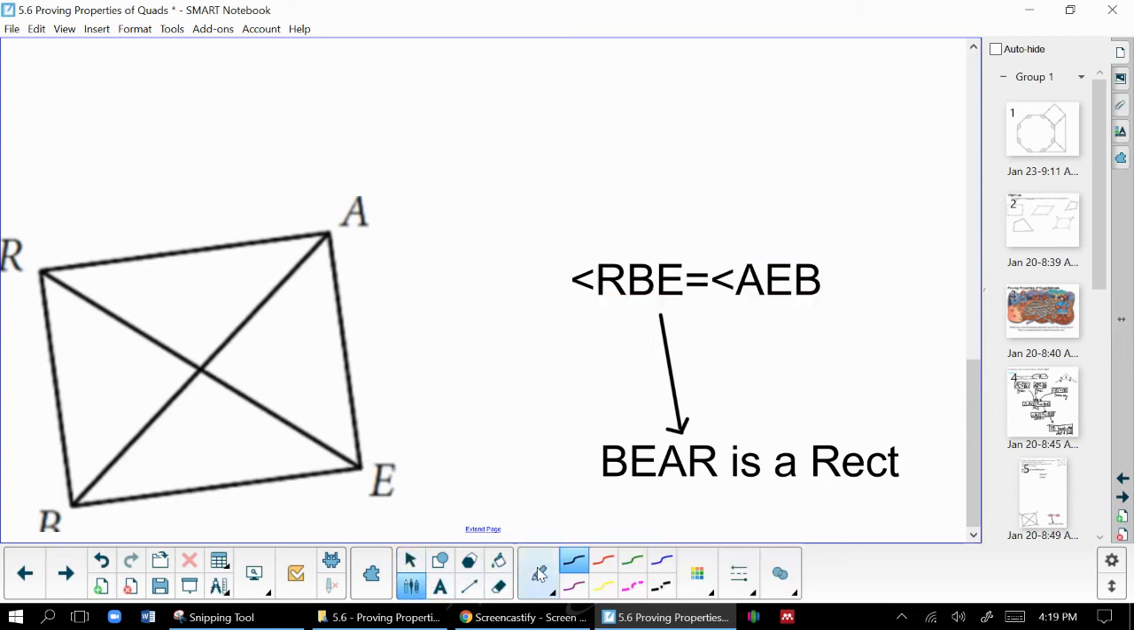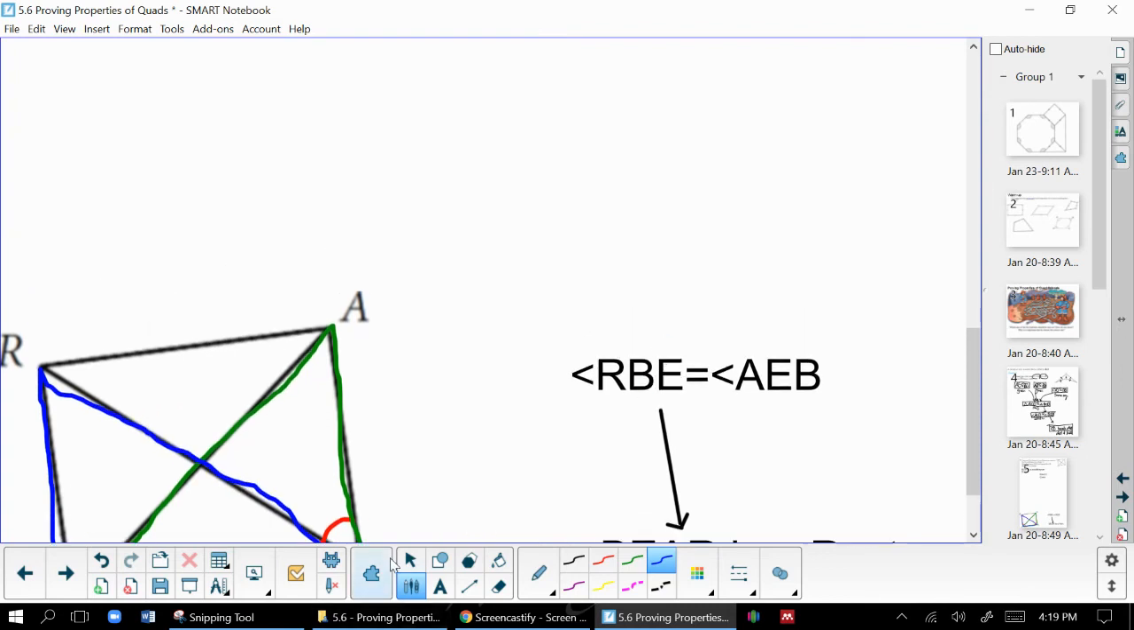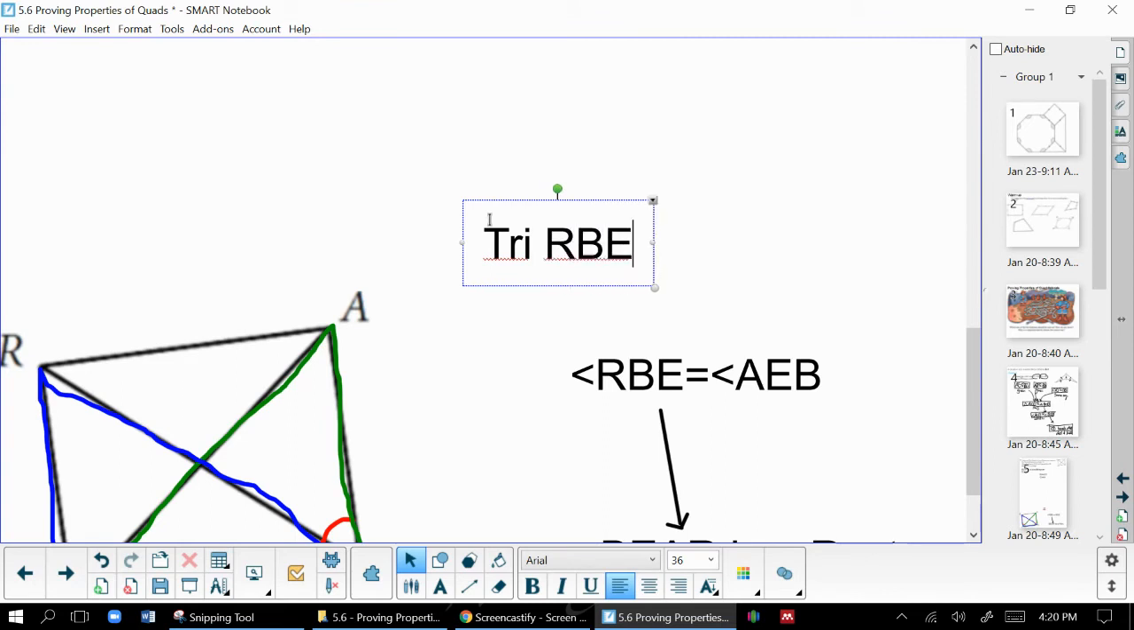And if we're thinking about that, that is going to help us with which two triangles we want to talk about. We need to pick two triangles that have one of those angles in one of them and one of those angles in the other, and they have to be congruent to each other. And really, that only gives us now one choice. This triangle here has the angle on the right, and this triangle here has the angle on the left. So those are going to be the two triangles that I want to prove are congruent. So that is actually going to be my step up here. Triangle RBE is congruent to triangle AEB.